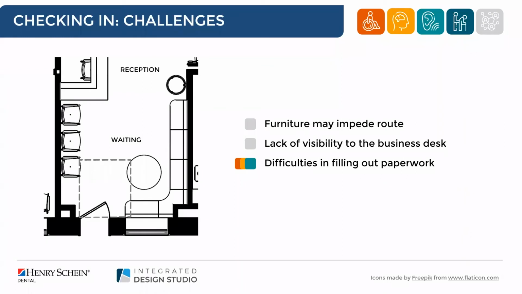Some of the challenges experienced when checking in are obstructions to the clear path of travel, extended amount of time needed for check-in, lack of visibility at the front desk, and methods for updating patient paperwork. In this scenario, we see that the furniture blocks the clear floor area needed for the door operation. The high check writer surface is a feature that allows for privacy for staff, but shuts off communication and sightline for patients who are either shorter or using a mobility device.